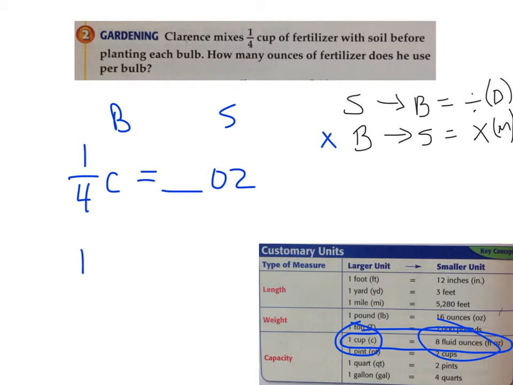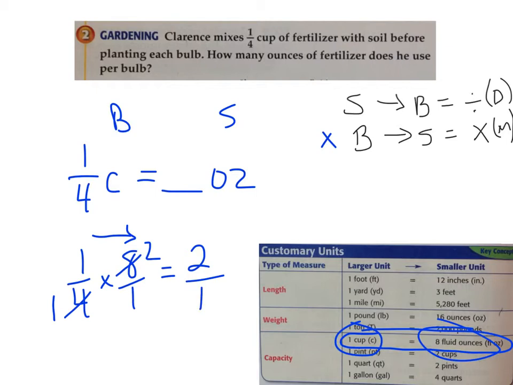So in this one, I'm going to be doing 1/4 times 8. Or remember, that's the same as 8 over 1. And remember, when I solve a multiplication problem, the first thing I can do is simplify. I look at 4 and 8, and 4 goes into both of those, so I can reduce them. 4 divided by 4 is 1, 8 divided by 4 is 2. So that leaves me with 2, remember multiplying, I multiply across, over 1, which would be the same as 2. So 1/4 of a cup equals 2 ounces.